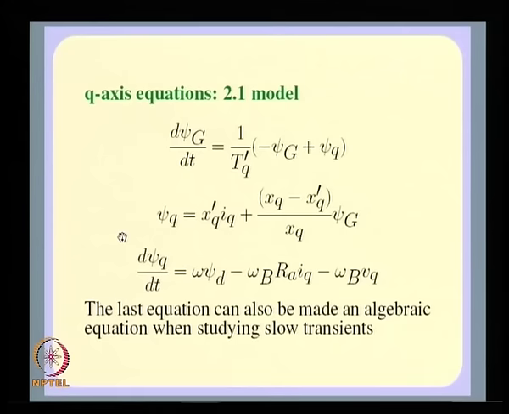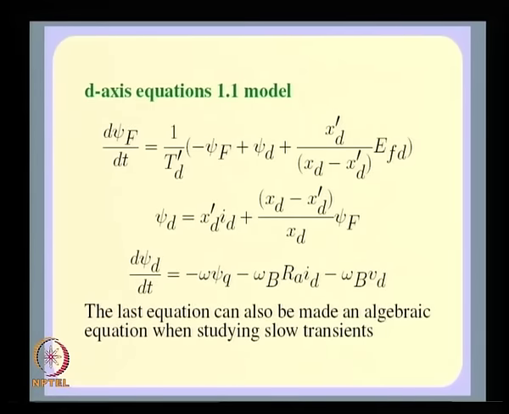Now, what I will do is go a bit faster and talk about what next can be done. You can in fact go to what is known as the 1.1 model. In the 1.1 model, we have done the corresponding thing with the damper winding H. So, what I have done is set RH tending to infinity and therefore got rid of the differential equation corresponding to psi capital K. And as a result, we get a simplified model with just one differential equation.